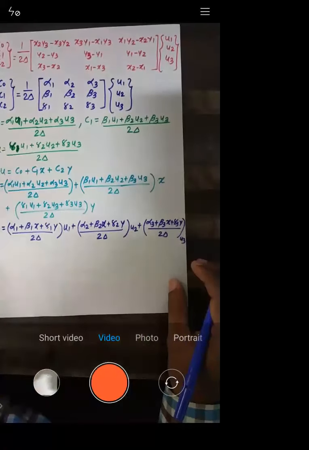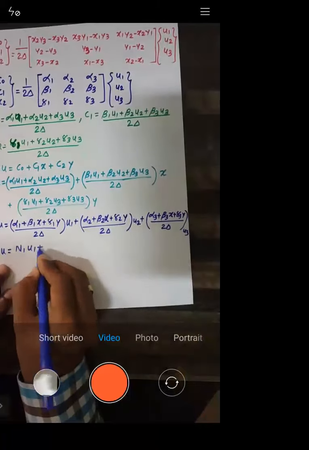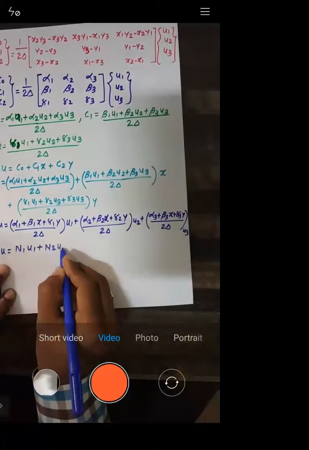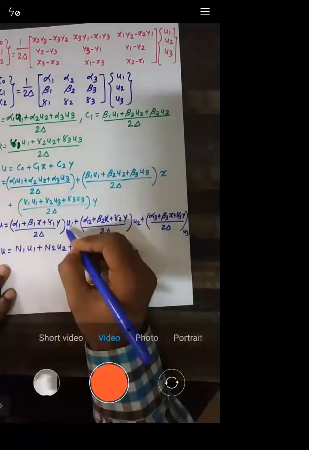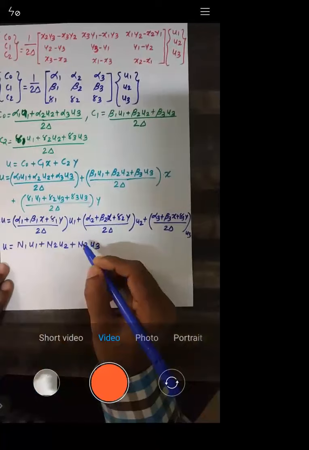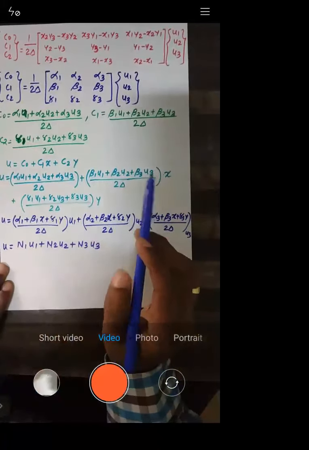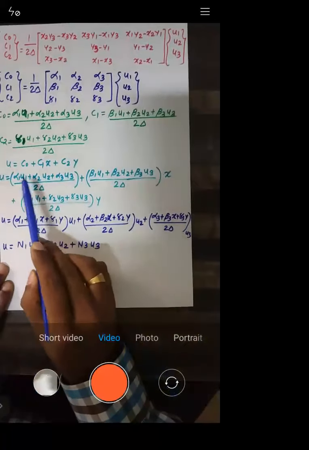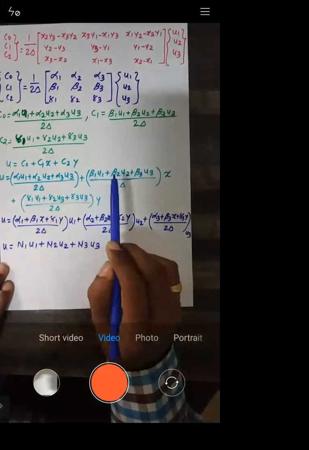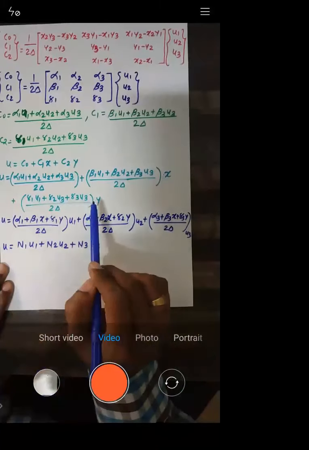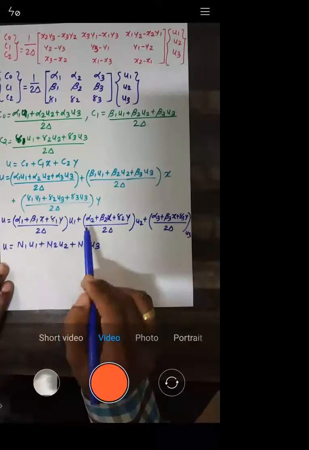So what I will get is u = n1 u1 + n2 u2 + n3 u3. See, these two equations are one and the same. I have just rearranged them in terms of the coefficients of u1, u2 and u3. Here the coefficient of u1 is alpha 1, then beta 1 into x, then gamma 1 into y. So that is what is written over 2 delta, into u1, right?